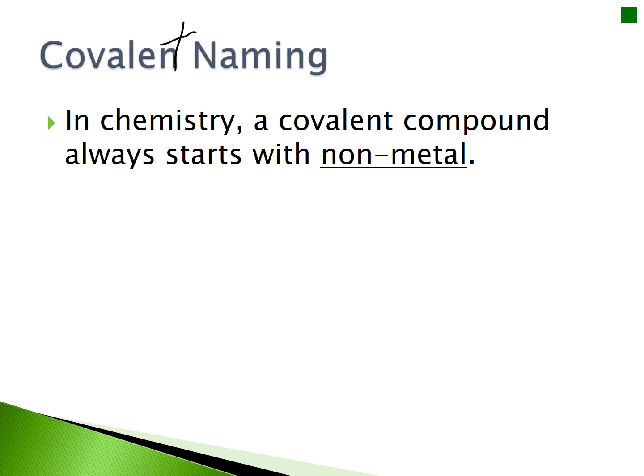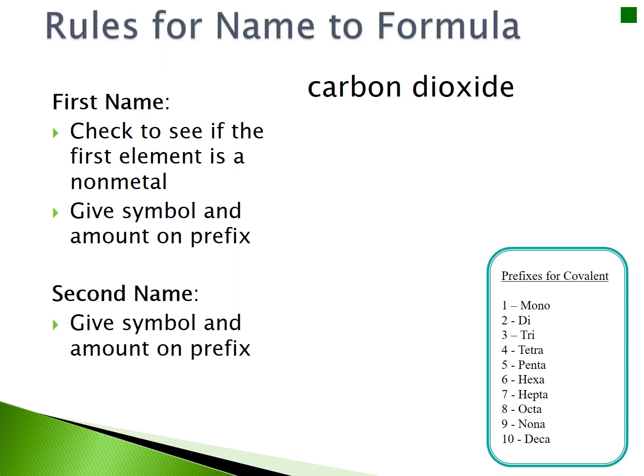All right, so this should be a T. Covalent naming. Covalent, as we've talked about before, always starts with a nonmetal and is made up of two nonmetals. The difference between covalent and ionic is that ionic has charges because there's a give and take of electrons. Covalent is pure sharing of electrons, so there's no charges involved. So, the rules for name to formula.